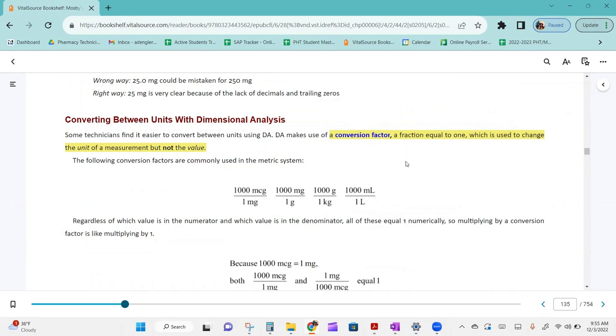So a conversion factor is a fraction equal to 1, which is used to change the unit of measurement, but not the value. So we have these following conversion factors that we use in the metric system. 1,000 micrograms is equal to 1 milligram. 1,000 milligrams is equal to 1 gram. 1,000 grams is equal to 1 kilogram, and 1,000 milliliters is equal to 1 liter.